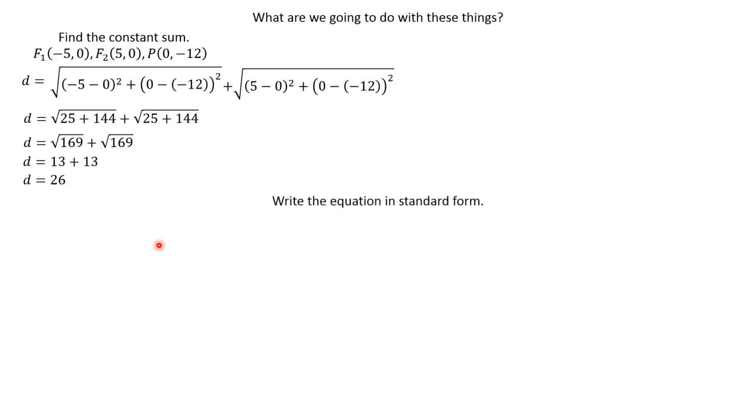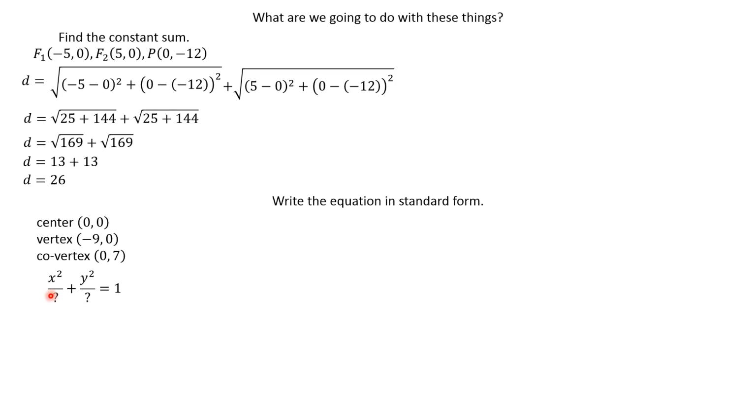Another thing we're going to do, and this is what we're going to do more of, because finding the constant sum is a fairly minor piece of what we're doing, is write the equation in standard form. So given some information, like a center is at 0, 0, a vertex is at negative 9, 0, and a covertex is at 0, 7, we're going to write the equation. So start out with the center. It's at 0, 0, which means we're going to have just x squared and y squared. But they're going to have denominators that we need to figure out.